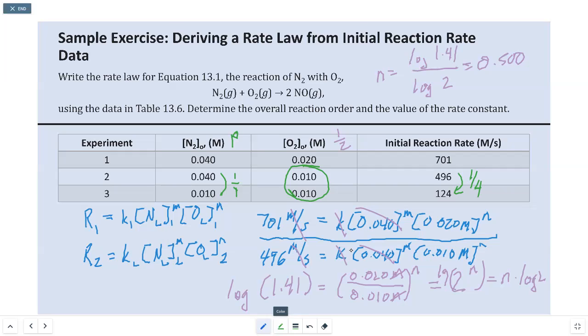So as far as rate law is concerned, the rate of our reaction is equal to K times the concentration of nitrogen to the first and the concentration of oxygen to the 1/2 power. That means that the overall reaction order is 1.5.